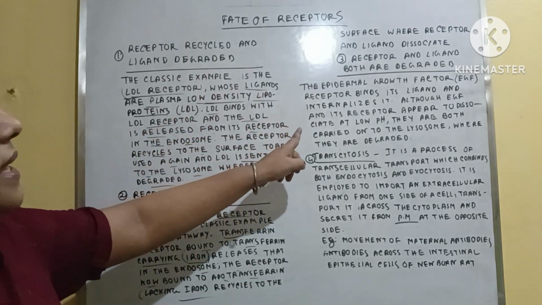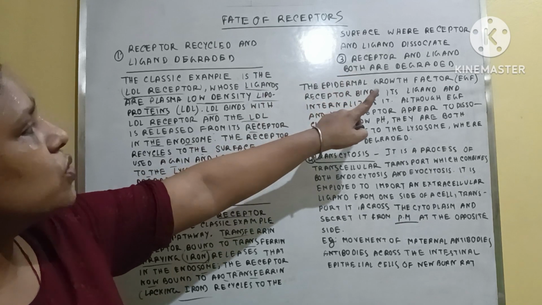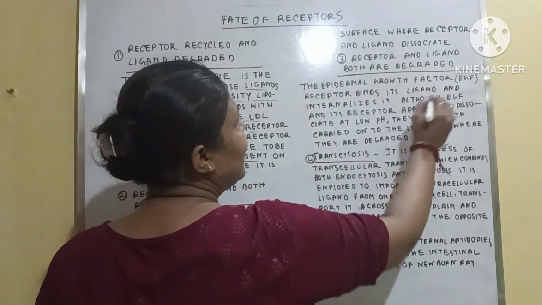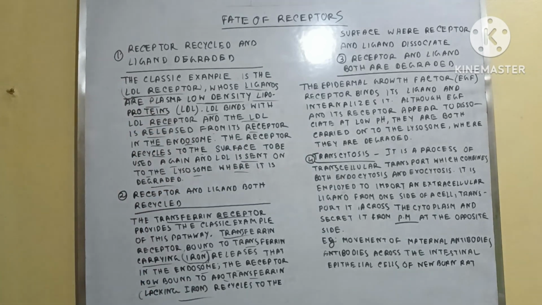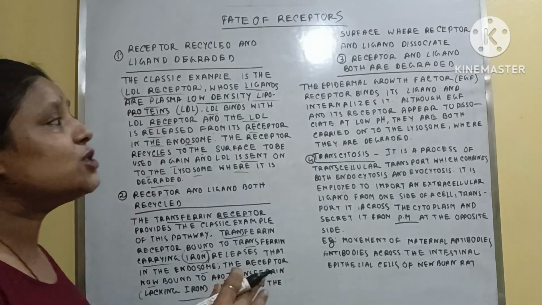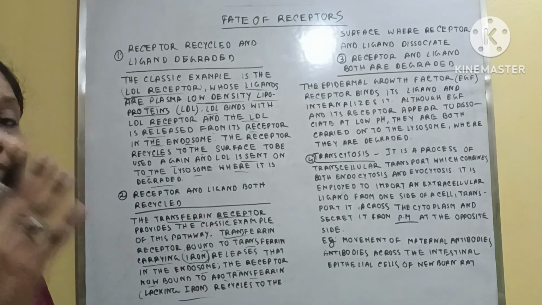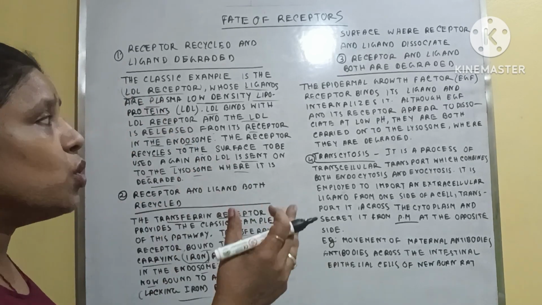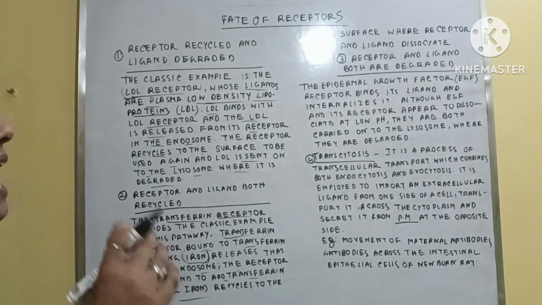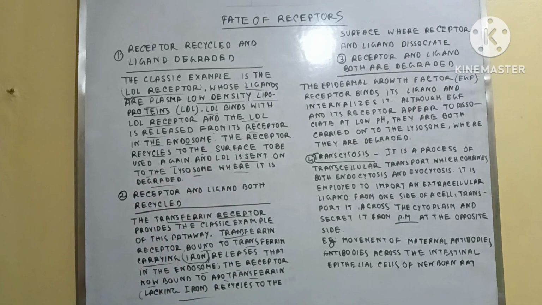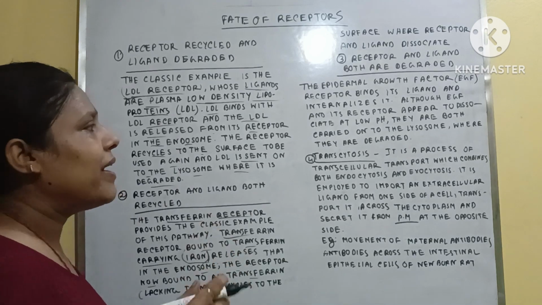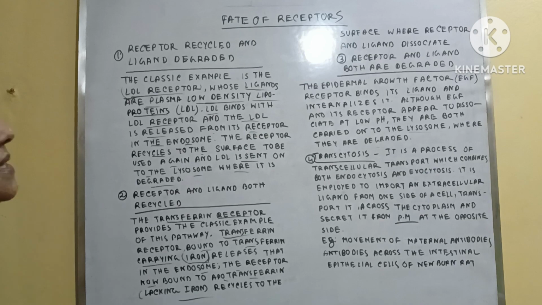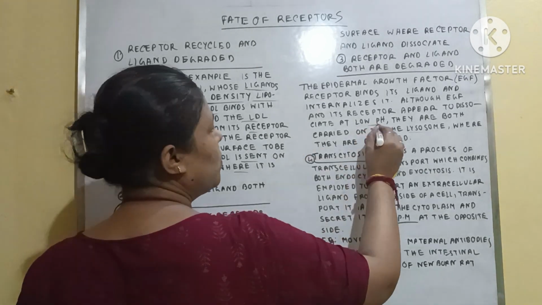So what is happening here? The epidermal growth factor receptor binds its ligand and internalizes it, without dissociating the ligand from the receptor. The ligand that is already bound with the receptor is totally internalized, and both receptor and ligand go to the lysosome for degradation, and this happens at low pH.